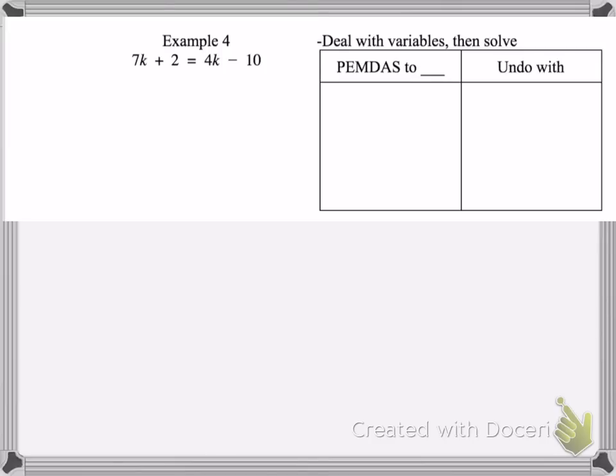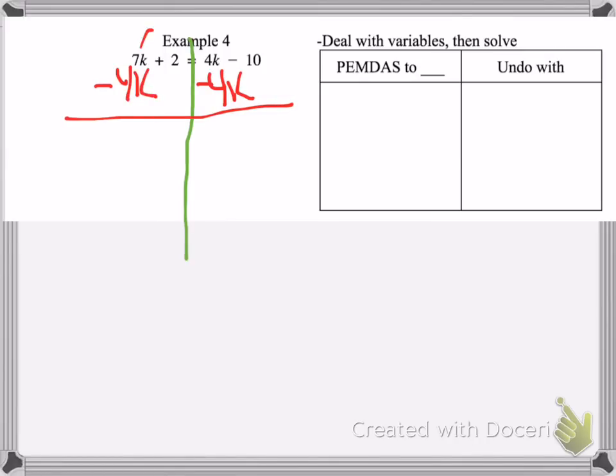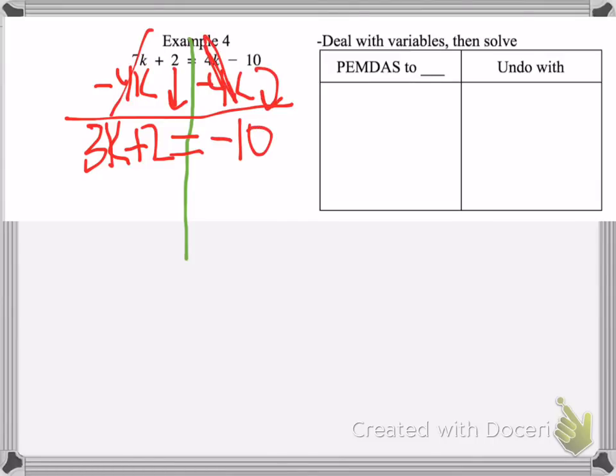Next, I'm going to deal with the variables first. So this time I feel like subtracting from the right side. So you can see that we have 4k. I'm going to subtract 4k. If I subtract 4k from my right side, I need to subtract 4k from my left side. So 7k minus 4k is 3k. We still have this plus 2. And 4k minus 4k is 0k. That's gone. And then we have minus 10.